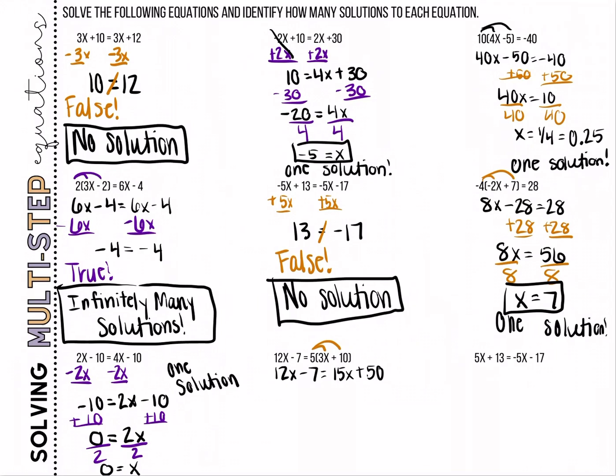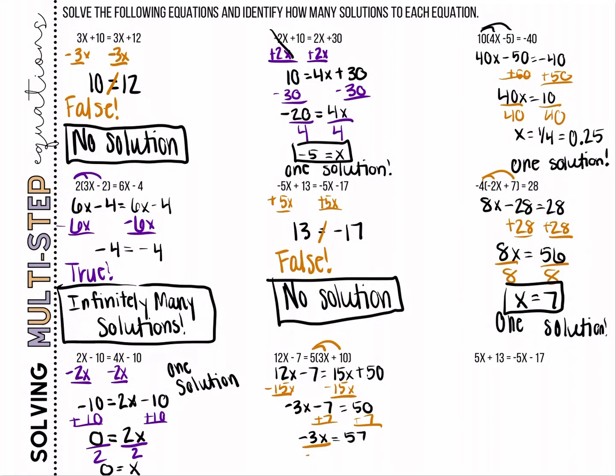Okay, so what I'm going to do is move the 15x. You can move the 12x if you wanted. It doesn't matter. As long as you mathematically do it correctly, you're going to end up with the same answer. Okay, so 12x minus 15x is going to be negative 3x. Negative 3x minus 7 equals 50. Then I'm going to add 7 on both sides. So then I have negative 3x equals 57.